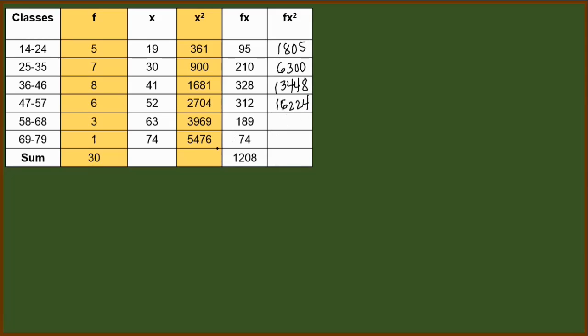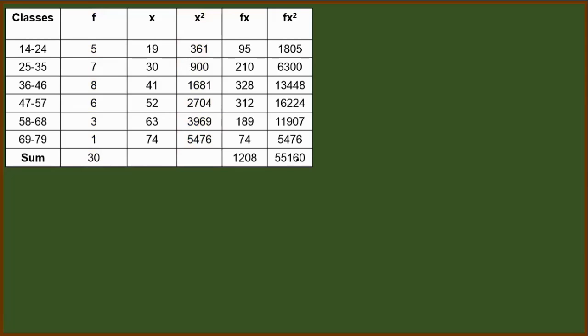Next, we have 3 times 3969. We have 11907. And then finally, we have 1 times 5476 is 5476. And then we add all the entries of this fx squared column. So the sum of this column is 55,160. Let me just write it more legibly. There. So we're done with these additional columns.